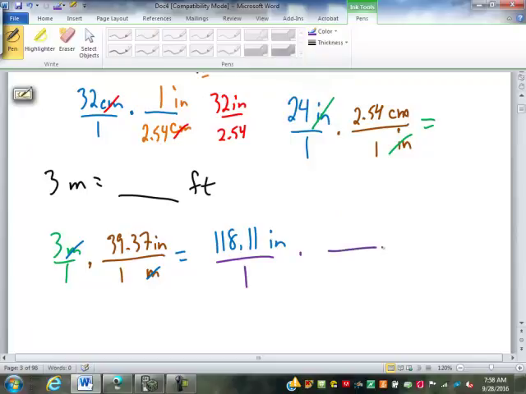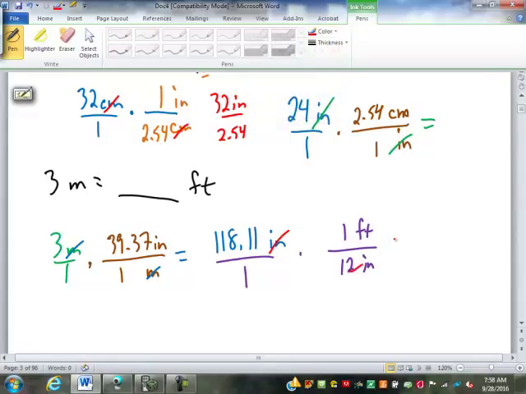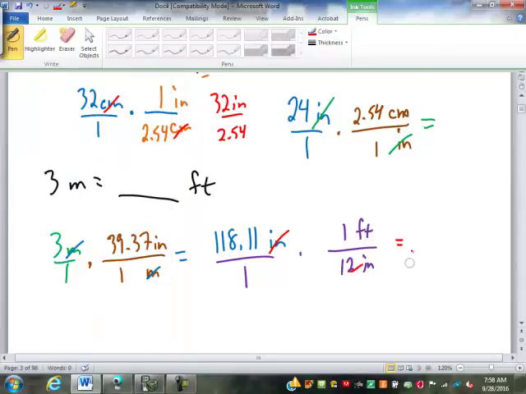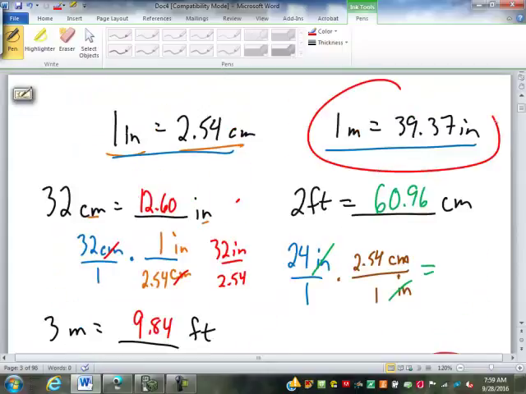Now we've got to convert that into feet. 1 foot is 12 inches. So basically that's telling us we're just going to divide that by 12, right? 9.8425, 9.84 we'll call it feet. What do you need? The 39.37? That was good.